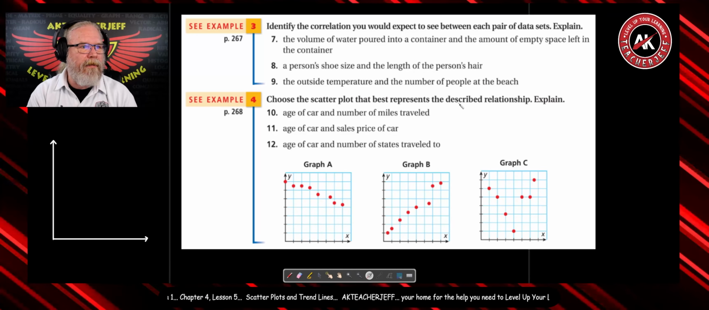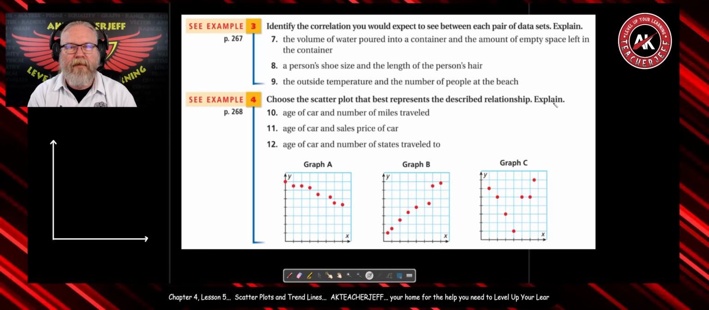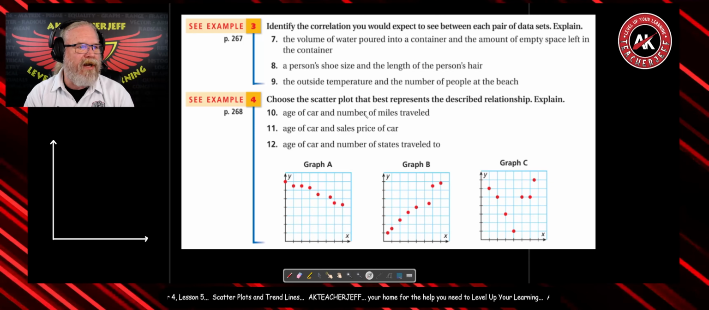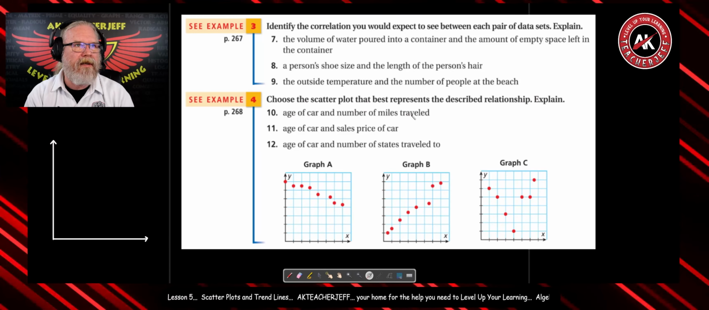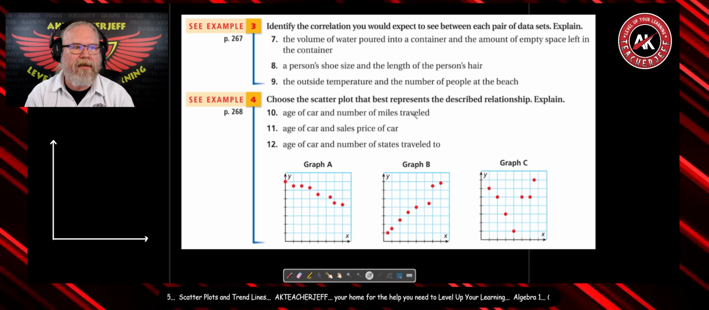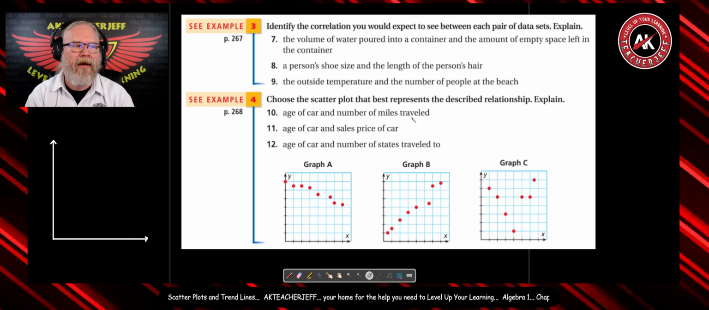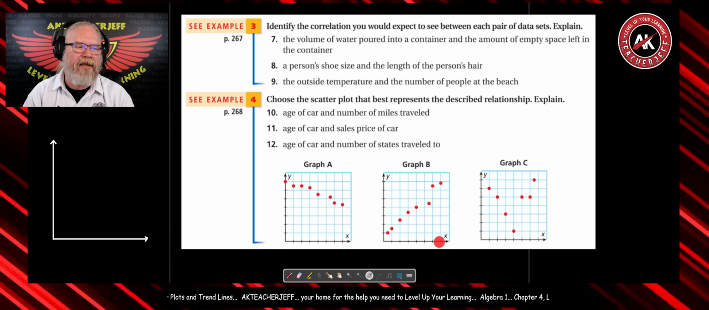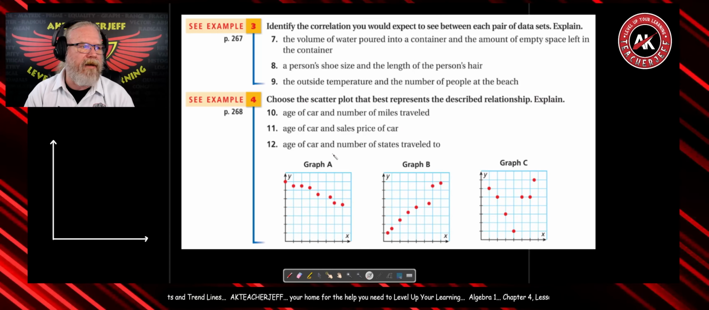Choose a scatter plot that best represents the described relationship and explain. Let's see. The age of a car and the number of miles traveled. Well, the older the car gets, we're assuming you're driving it, then the number of miles traveled is going to increase. So that would be a positive correlation. Looks like maybe graph B. As the age of the car increases, number of miles increases.